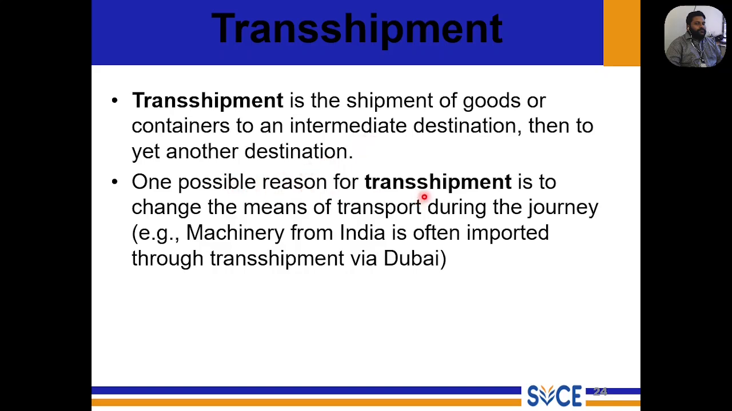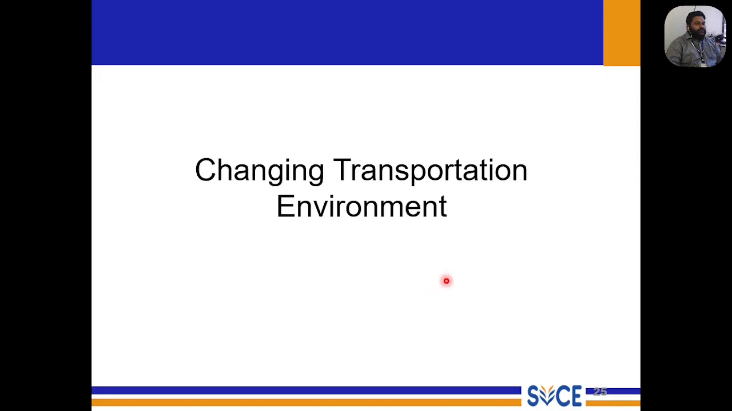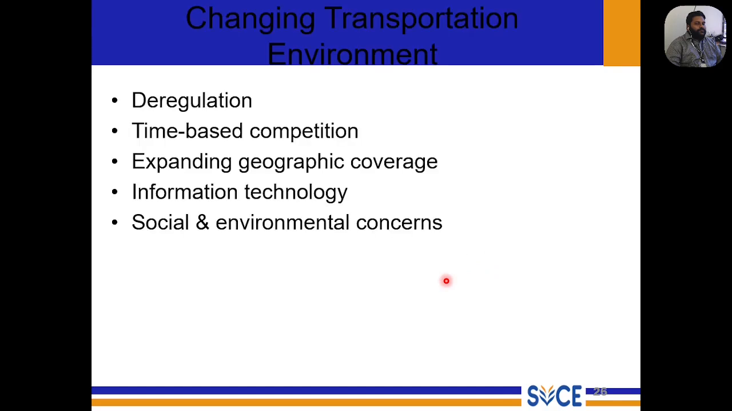One possible reason for transshipment is to change the means of transport during the journey. Example, machinery from India is often imported through transshipment via Dubai. That is, if you are transporting something from China or Japan, it comes through Dubai. So changing the transportation environment.